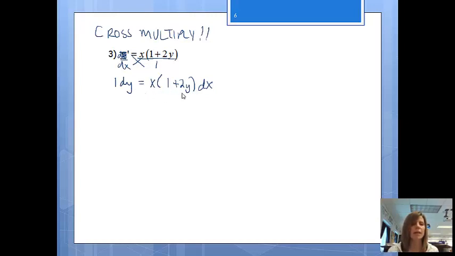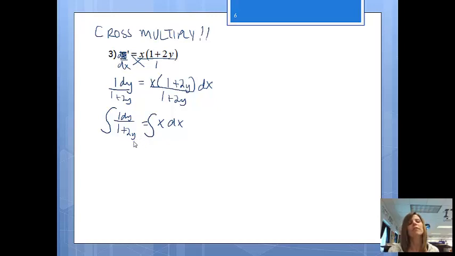All right, are the y's and the x's on the sides where they belong? Absolutely not. So I notice that I need this 1 plus 2y over on the left side. So to get it over there, since it's multiplied right now, I'm going to divide both sides by the 1 plus 2y. So I am now going to have 1 dy over 1 plus 2y, and then equals x dx. Now notice I have all the y's on one side, all the x's on one side. I am ready to take an integral. Okay, and a lot of these are going to rely on, are you good at finding the integral of a problem? So this will be nice, good extra practice.